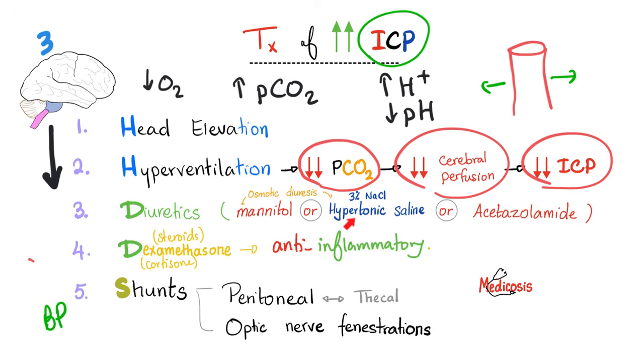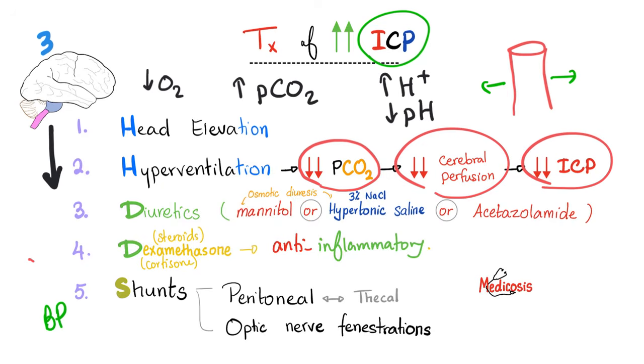Such as mannitol and hypertonic saline, these are osmotic loads. They are osmotically heavy and they pull water after them. And in the kidney, they will be excreted, taking a lot of water with them, and that's why they are diuretics.